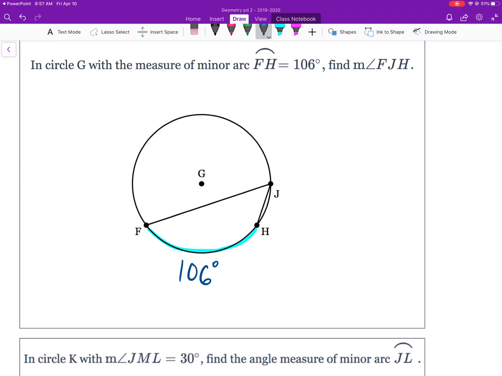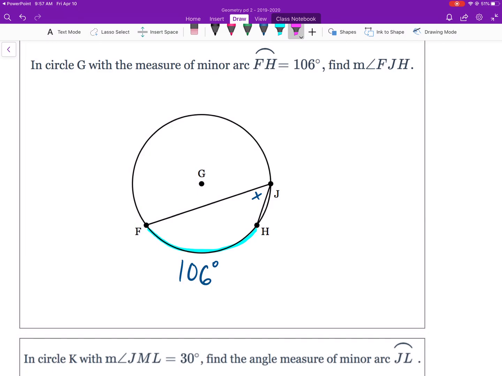Find the measure of angle FJH. So FJH would be this angle here. I marked it with an X. So what type of angle is that? You should be thinking that's an inscribed angle from yesterday.